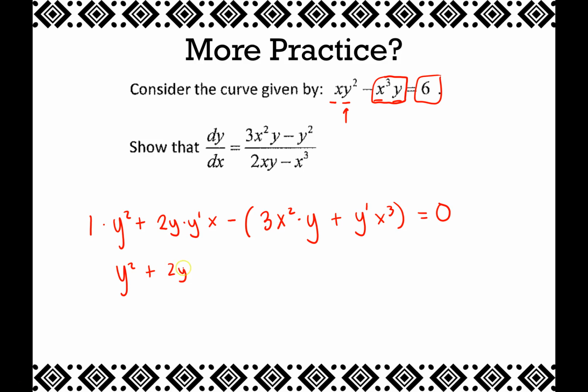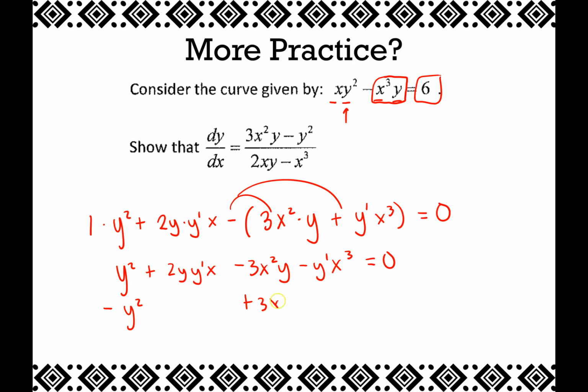plus 2y y prime x minus 3x squared y. And then don't forget to distribute your negative to this one here. So you get a minus y prime x cubed equals 0. Okay, let's get everything without a y prime on the other side. So we'll have minus y squared. And what else? And adding a 3x squared y.